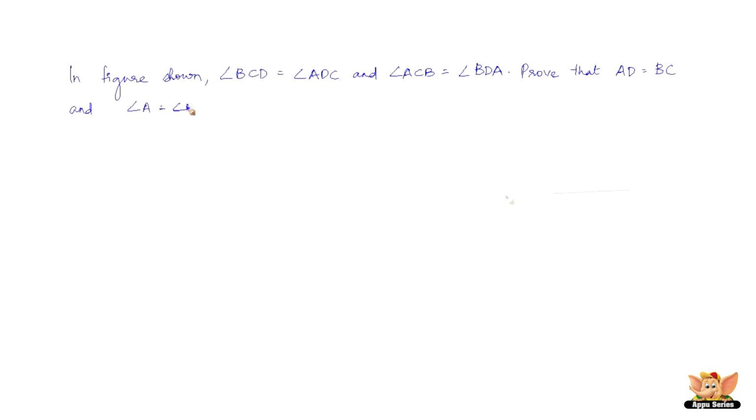Here we have another problem which is like this. In the figure shown, angle BCD equals angle ADC, and angle ACD... angle BDA. We just have to prove that AD equals BC and angle A equals angle B. That is, angle 1 equals angle 2, angle 3 equals angle 4. AD is equal to BC. So let us see how we go about this one.